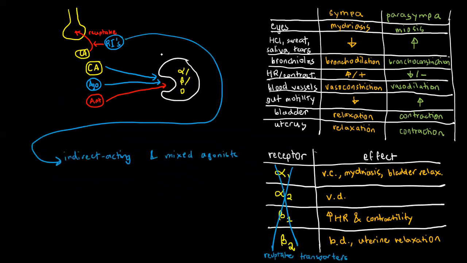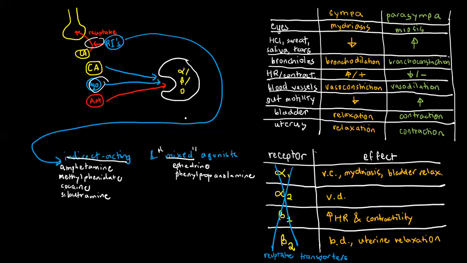So again, we can have indirect acting ones, which really are exclusively inhibitors here. And then we have what we call quote unquote mixed agonists, wherein they have some of this effect, but also some of this effect. So mixed being sometimes direct, sometimes indirect. Some of these examples may be very popular. How many of these have you heard of before? And these have very unique uses.